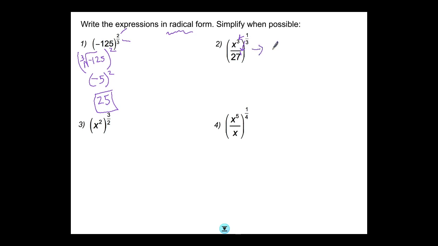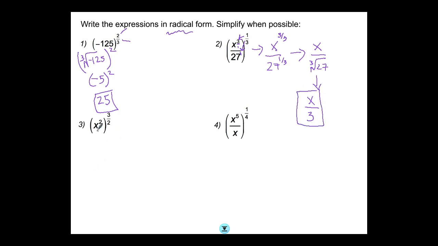All right, so that's x to the 3 over 1, which is 3 over 3, over 27 to the 1/3 times 1. Okay? What do we got here? We got x to the first, which is just x, and then 27 to the 1/3. That is the third root of 27. Final, x over 3. Whew, satisfying.